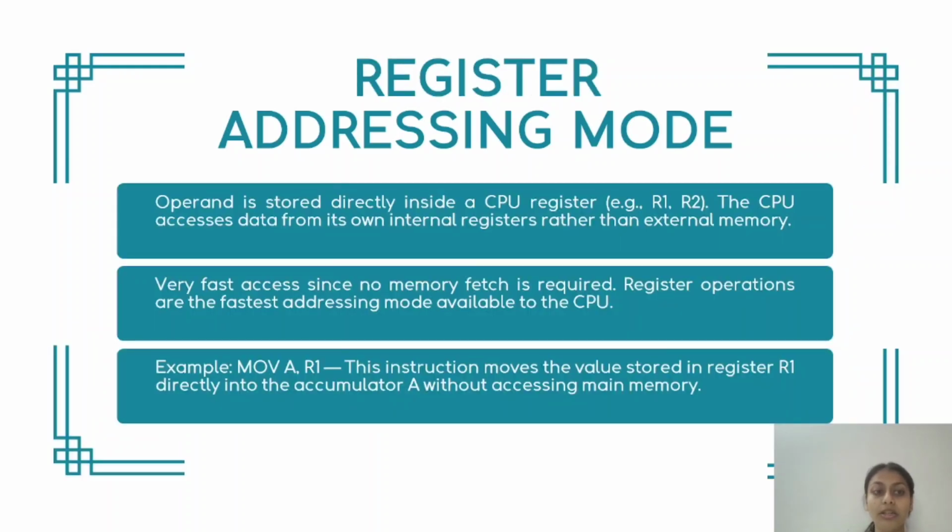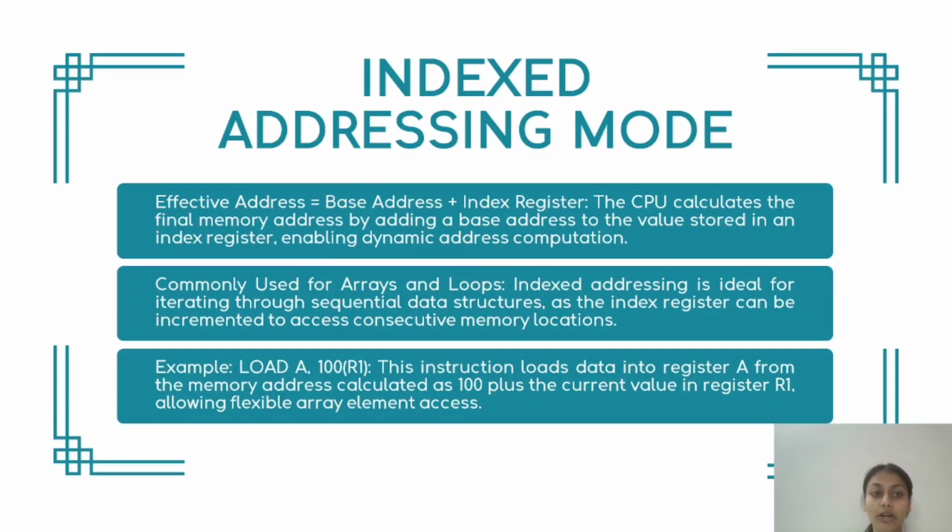Register addressing mode. The operand is stored directly inside a CPU register. The CPU accesses data from its own internal register rather than external memory. Very fast access, since no memory fetch is required. Register operations are the fastest addressing mode available to the CPU. Example: MOVE A R1. The instruction moves the value stored in register R1 directly into the accumulator without accessing main memory.